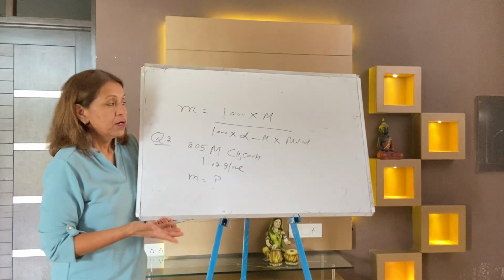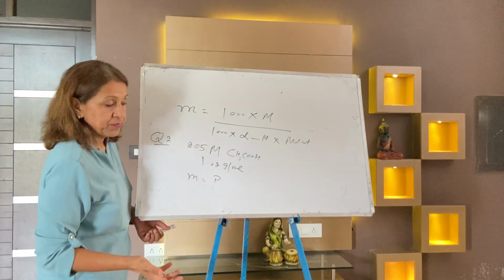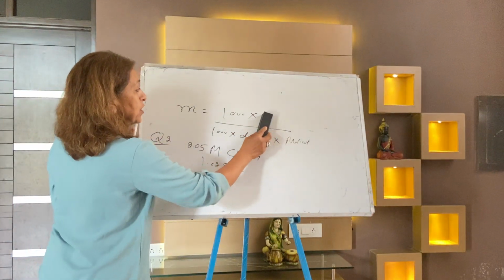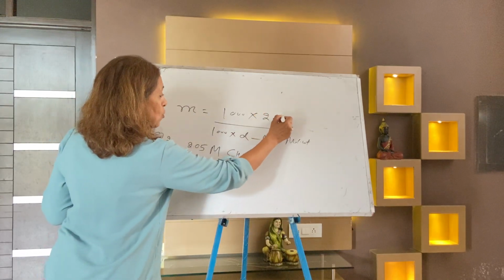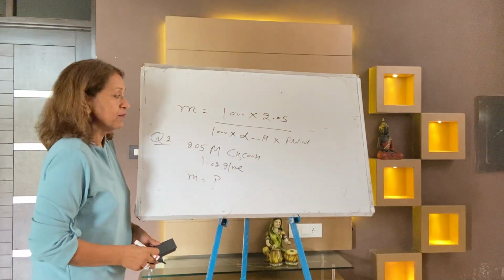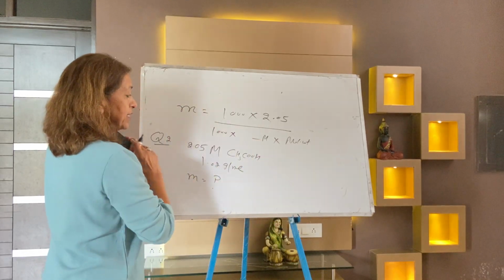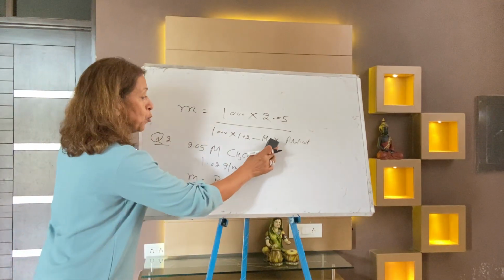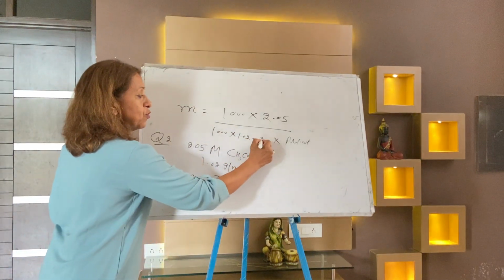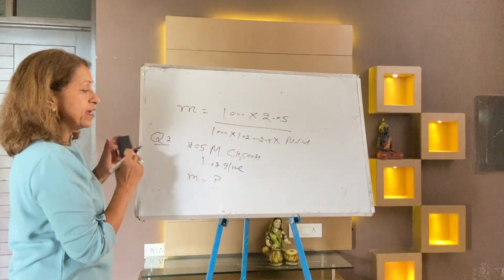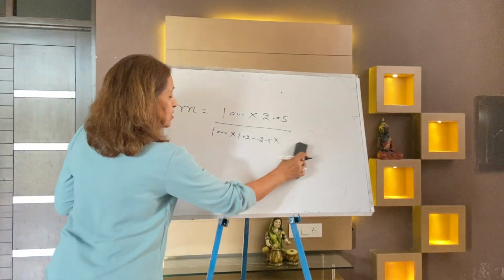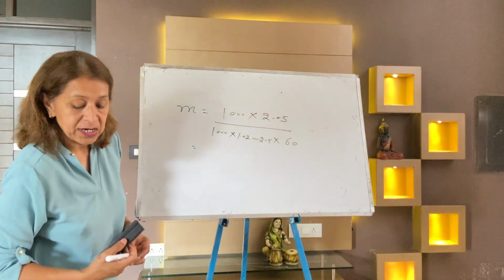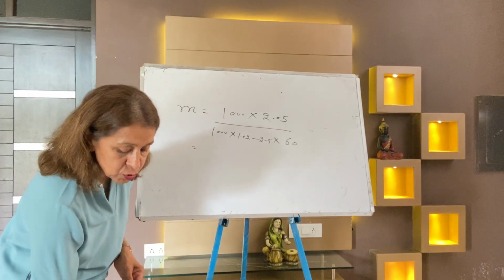Direct formula. Write down 1000 into molarity. So whatever the molarity, 2.05, you put 2.05. 1000 into 2.05. Next is 1000 into density. Density is 1.02. Again minus molarity, so molarity is again 2.05, multiplied by molecular weight. It is acetic acid, so the molecular weight of acetic acid is 60. So it's a direct numerical on the molarity and molality relation. The answer you can write is 2.28.